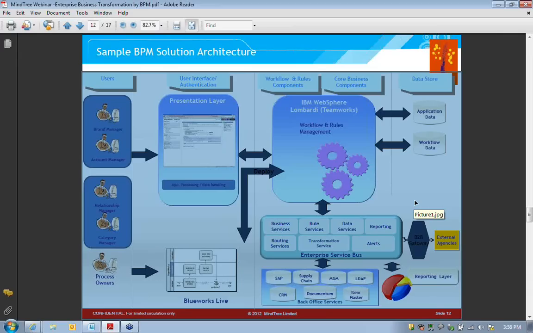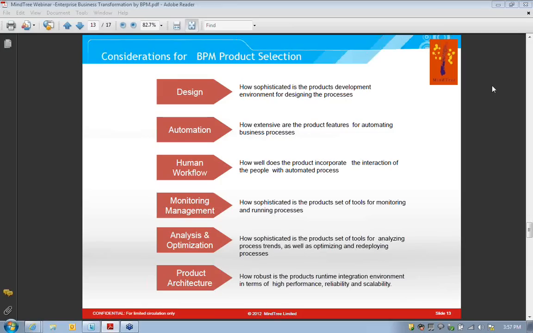I talked about around 70 BPM products patented and available in the market for users to choose from in terms of their BPM implementation. What actually are the considerations or parameters by which, as an IT services provider, the software providers will be able to assist our customers in choosing a particular BPM tool? So a few high-level parameters are design. Here we deal with how sophisticated the product's development environment is for designing the processes. That can be a question.